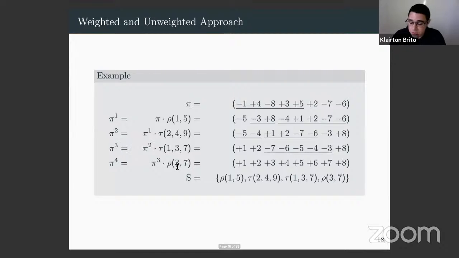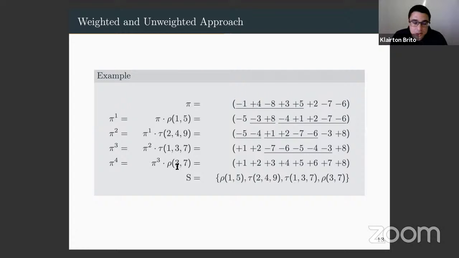So, as I mentioned before, even using the weighted approach, we cannot guarantee that the cheaper event will be the most used in a solution that transforms one genome into another. In this example here, we have a permutation pi, and considering the costs 2 and 3 for the reversal and the transposition events, this is an optimal solution.